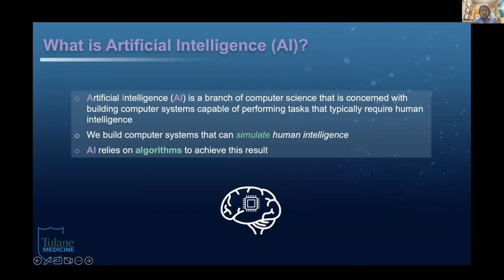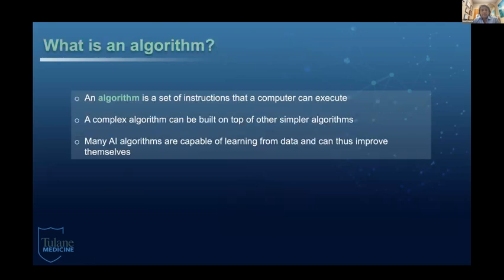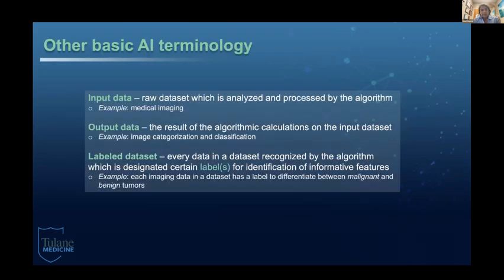So first and foremost, let's define artificial intelligence. AI, artificial intelligence, is a branch of computer science that is concerned with building computer systems capable of performing tasks that typically require human intelligence. And AI relies on algorithms to achieve this result. So what exactly is an algorithm? An algorithm is a set of instructions that a computer can execute. A complex algorithm can be built on top of multiple other simple algorithms. And many AI algorithms are capable of learning from data and thus improve themselves throughout the process.